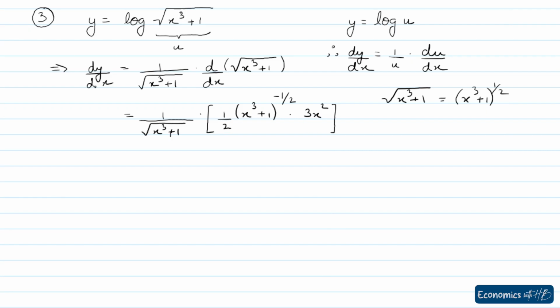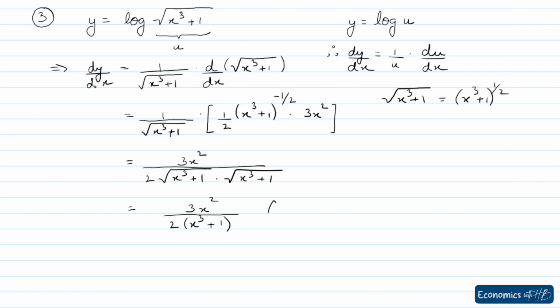Simplifying it, we get 3x square over 2 into under root of x cube plus 1 into under root of x cube plus 1. So this is 3x square divided by 2 into x cube plus 1, right? Let's see the next question. Y is equal to log of x plus under root of x square plus 4.